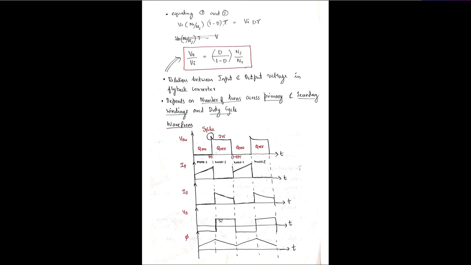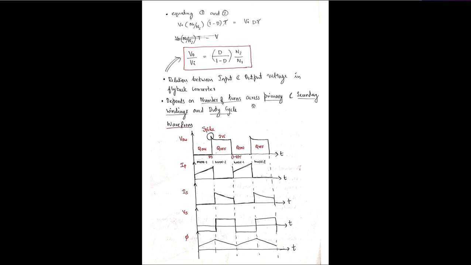As a result, in the secondary side we will be getting a positive voltage, and the flux will be reducing from maximum to minimum. So that is about the waveform. That is what I have written here. Here it is divided as mode 1, mode 2, mode 1, mode 2. Okay, mode 1 means the switch is on, primary current increases from minimum to maximum, secondary current is 0, voltage at the output side will be negative, flux will be increasing gradually.